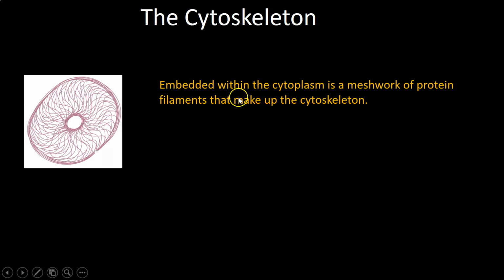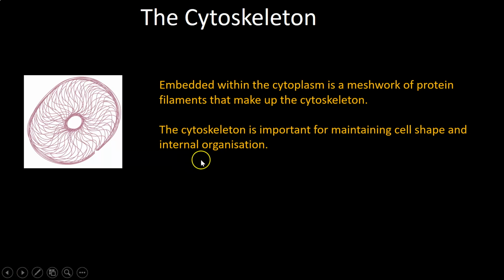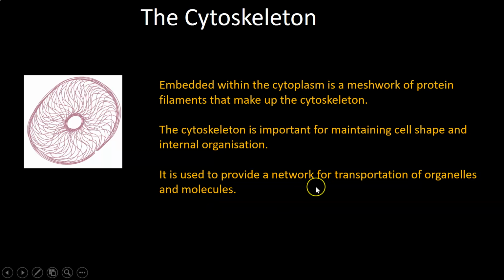So embedded within the cytoplasm, like I said, is this meshwork of protein filaments or fibers that make up the cytoskeleton. It's important for maintaining the cell shape and internal organization of the organelles as well. It is used to provide a network for transportation of organelles and other molecules. So if something needed to get from here to there, it would follow the path of the cytoskeleton to get to its destination. It's not free to move entirely by itself. There is almost an invisible network of fibers.